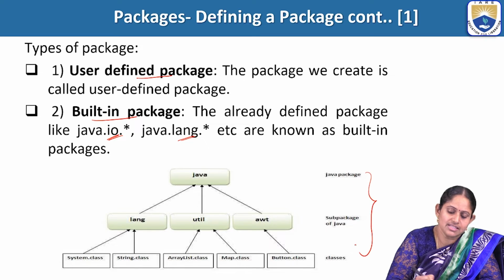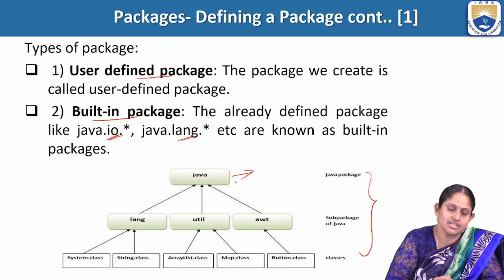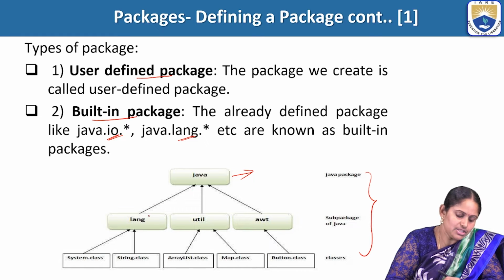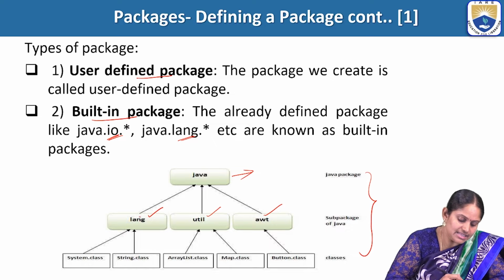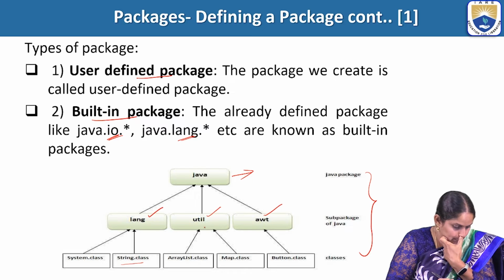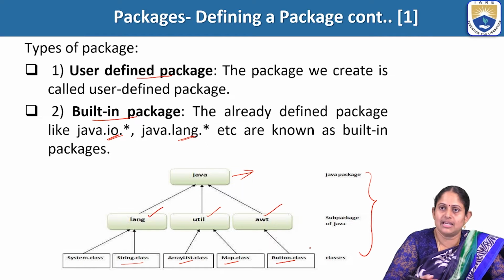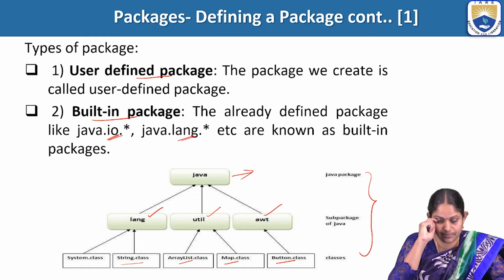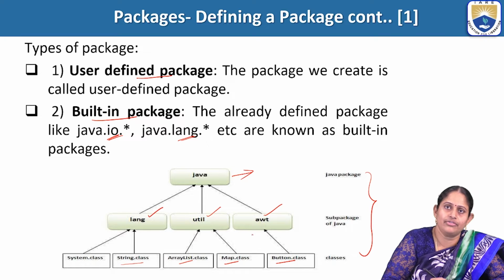So this is the package hierarchy available in the JDK, wherein the topmost is the Java package, and inside Java you have a lot of other packages like lang, util, AWT, swing, etc. Inside the lang package we have the System class, String class, and others. Similarly, under util you also have a lot of classes. For example, you have ArrayList and Map, and inside AWT you have the Button class and other classes which are used for GUI programming. So this is the hierarchy.